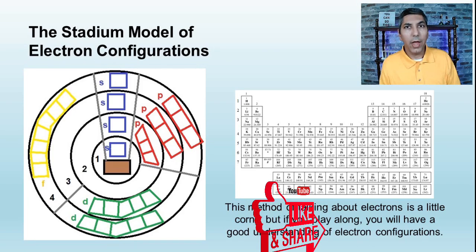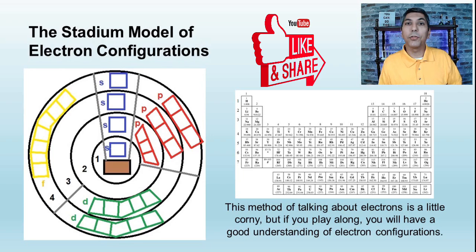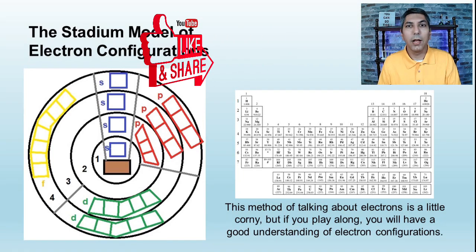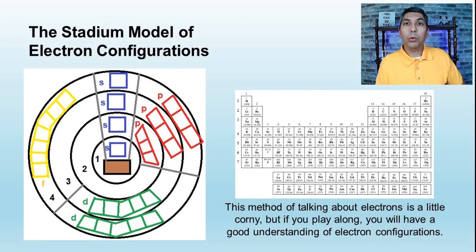Now in this video, we're going to learn some of the basics behind how electrons are configured in atoms. And we're going to use a model called the Scandium model of electron configurations in order to help us learn this. Now this is a model that I developed around the year 2001, and it's been effective in teaching lots of students how to write and talk about electron configurations. Now I should warn you, this method is a little bit corny, but if you play along, by the end of this video, you should have a pretty good idea as to how electrons are configured in atoms.